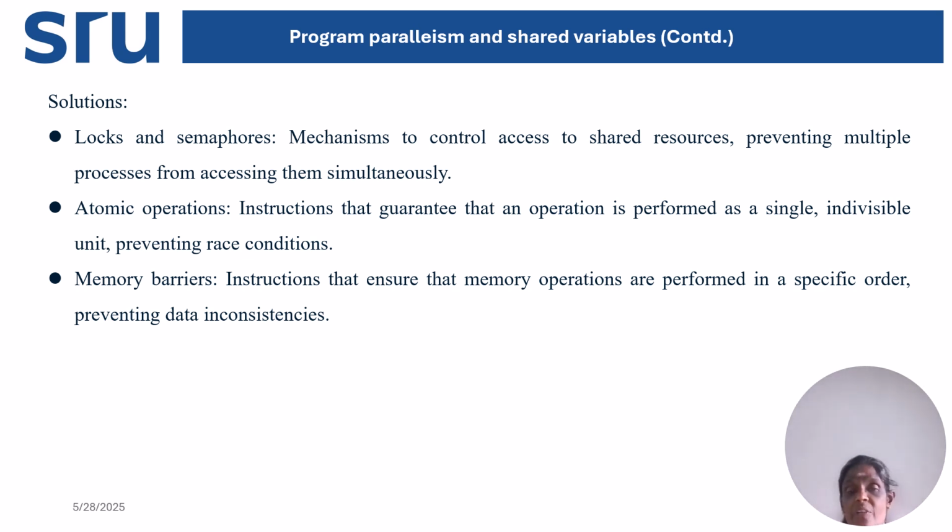Memory barriers: instructions that ensure the memory operations are performed in a specific order, preventing data inconsistency. So suppose there is data dependency, depending on the result from the previous execution, the same thing should be considered while designing the architecture. If it has happened, then no problem. We can prevent the mistakes with instructions that ensure memory operations are performed in a specific order, preventing data inconsistency.